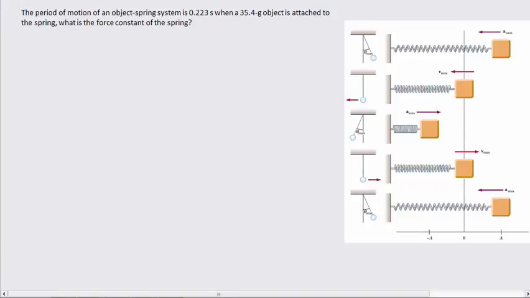It states that the period of motion of an object-spring system is 0.223 seconds when a 35.4 gram object is attached to the spring. What is the force constant of the spring? So we're given that our period for our spring system is equal to 0.223 seconds and that the mass of our object is equal to 35.4 grams. And we're asked to solve for the force constant. So we're trying to solve for k.